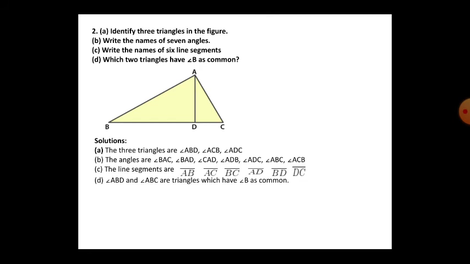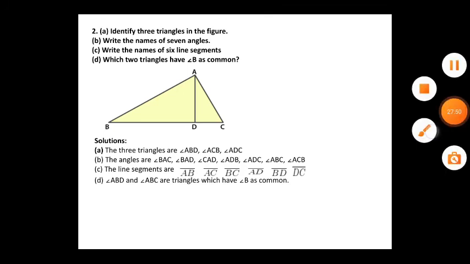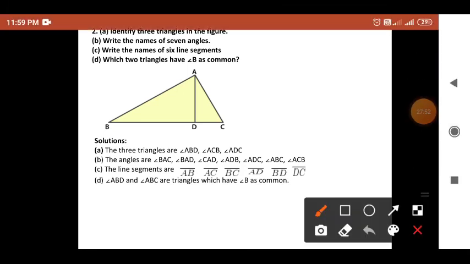Identify three triangles in the figure. Write the names of 7 angles. Write the names of 6 line segments. Write which two triangles have B as common. You have to see this figure and write the answers, that's all.